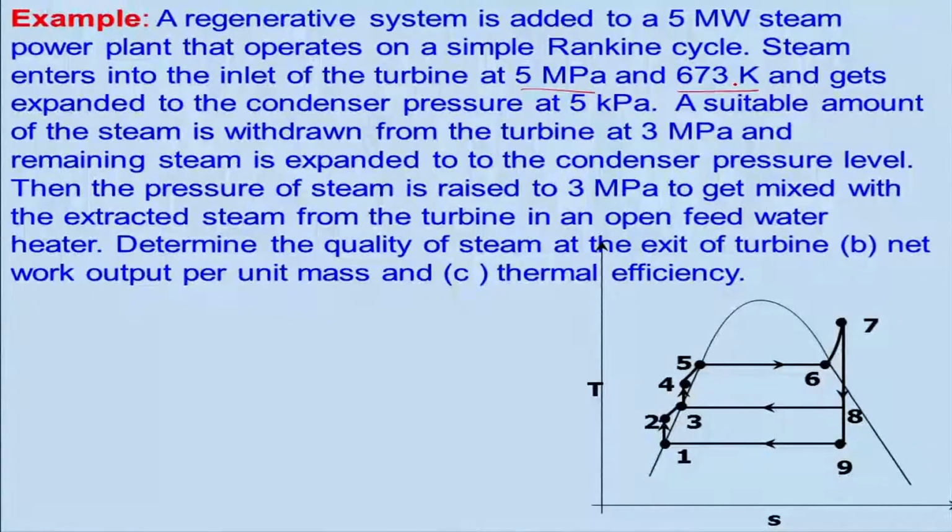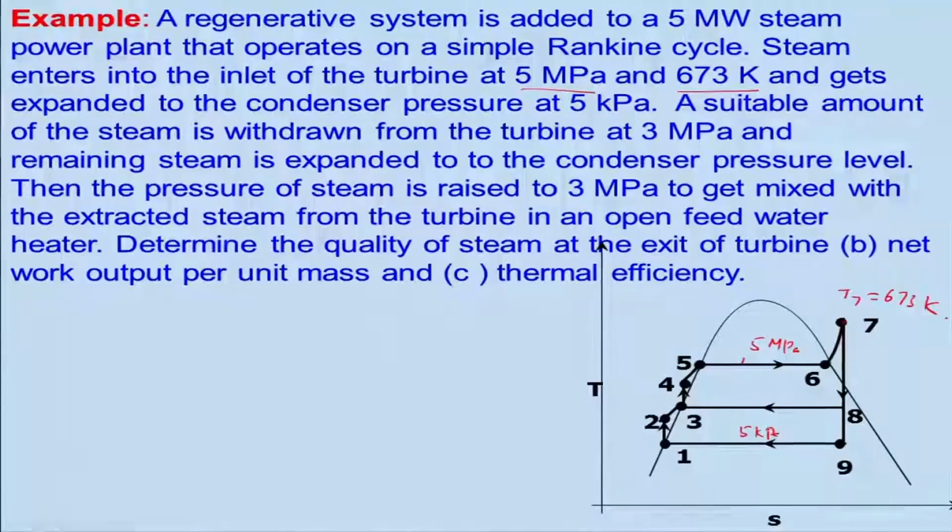So, what is this point? This point is basically state 7, where the pressure is 5 megapascal and the temperature T7 is 673 Kelvin, and the steam gets expanded to condenser pressure. This is your condenser, so that is basically 5 kPa. Keep in mind this is 5 megapascals. 0.1 megapascal is equal to 1 atmosphere, so it is 50 atmospheric pressure.